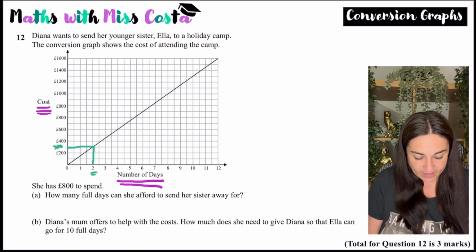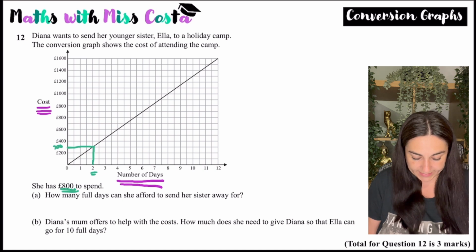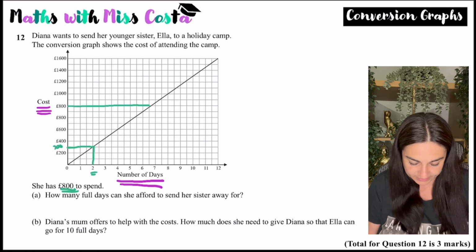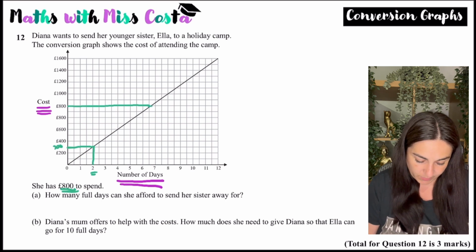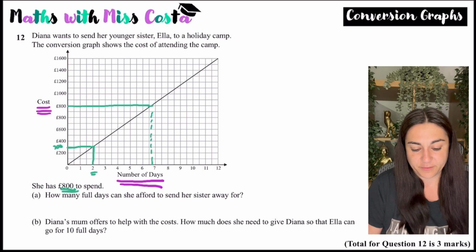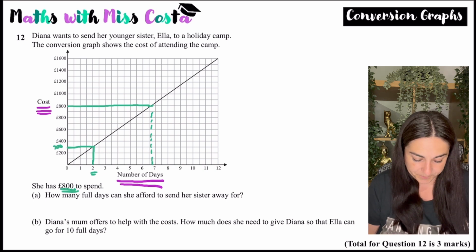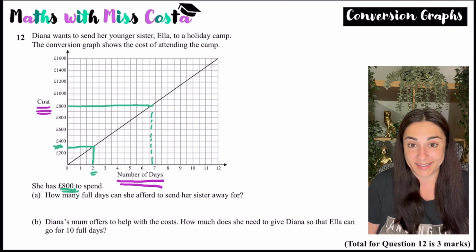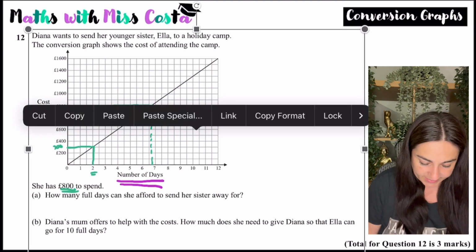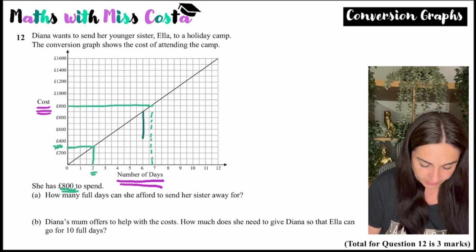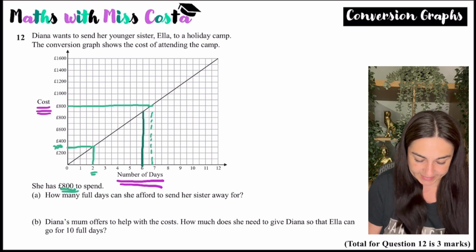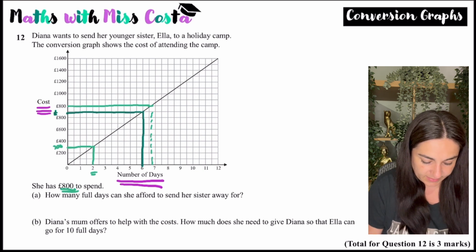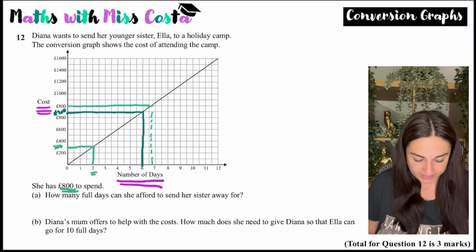Now Deanna has £800 to spend. So how many full days can she afford to send her sister away? £800 is over here, but that's not actually for a full day. It would take me down to here. So I need to find the next lowest day. £800 would pay for probably 6.6 days, but that's not a full day. So the next thing I could do is go to 6 days. So 6 days she can afford, and 6 days is going to cost her £700 because £700 is half.